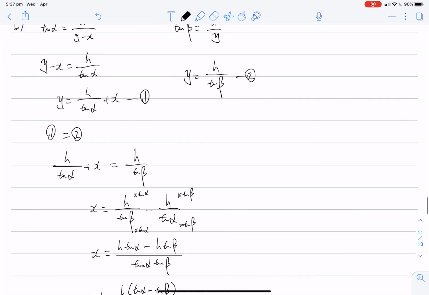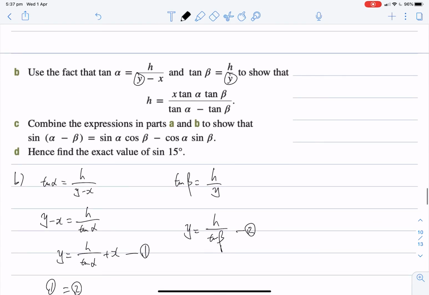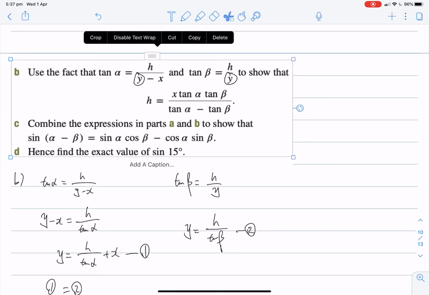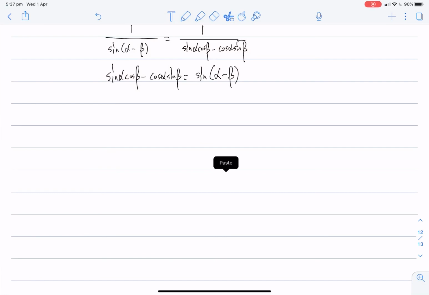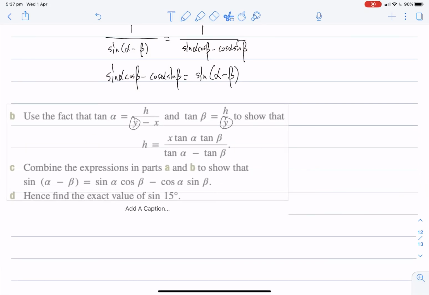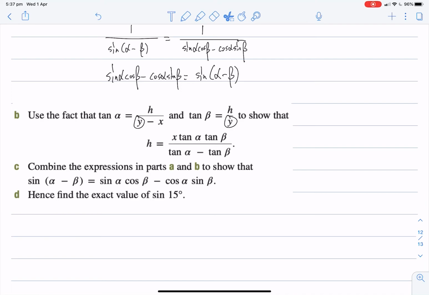And the last bit is we need to prove this. I'm just going to copy this down. Copy this thing. Jesus Christ. Okay, give me one second. Apologize for the distractions. So I continue.